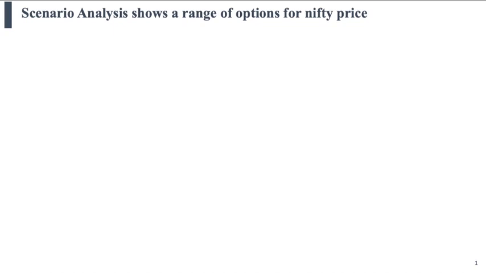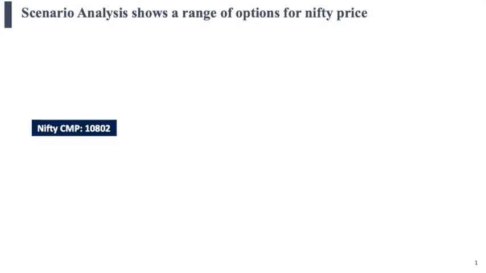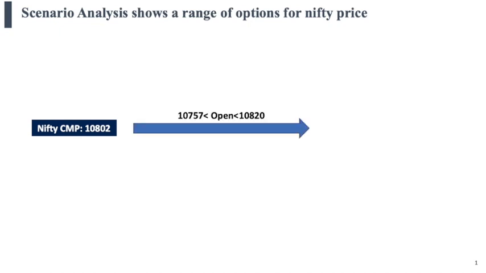Scenario analysis shows us a range of options for Nifty price. If you look at the current closing market price of Nifty at 10,802, there are three possibilities I see for tomorrow. The first one is that Nifty can open between 10,757 and 10,820. If that happens, there is a high chance that the Nifty closing price will be between 10,700 and 10,900.